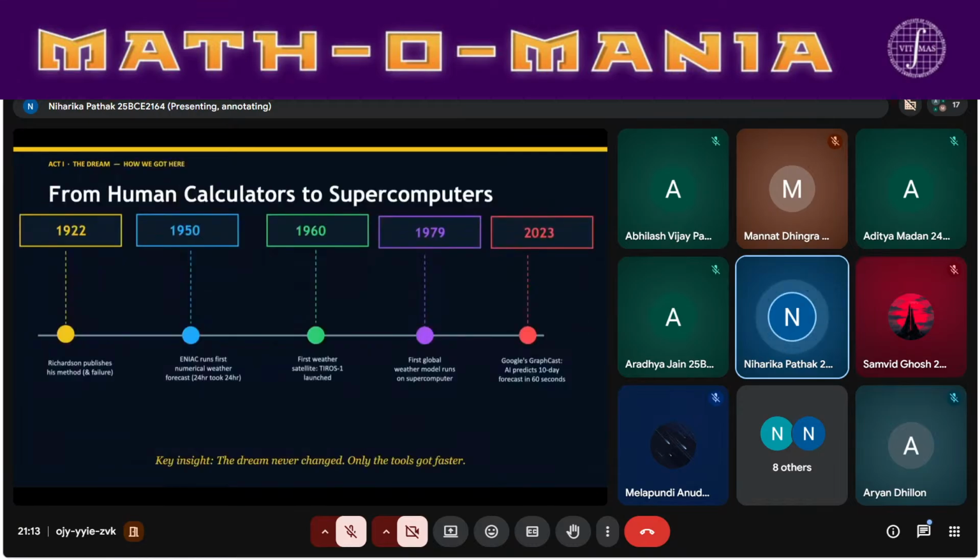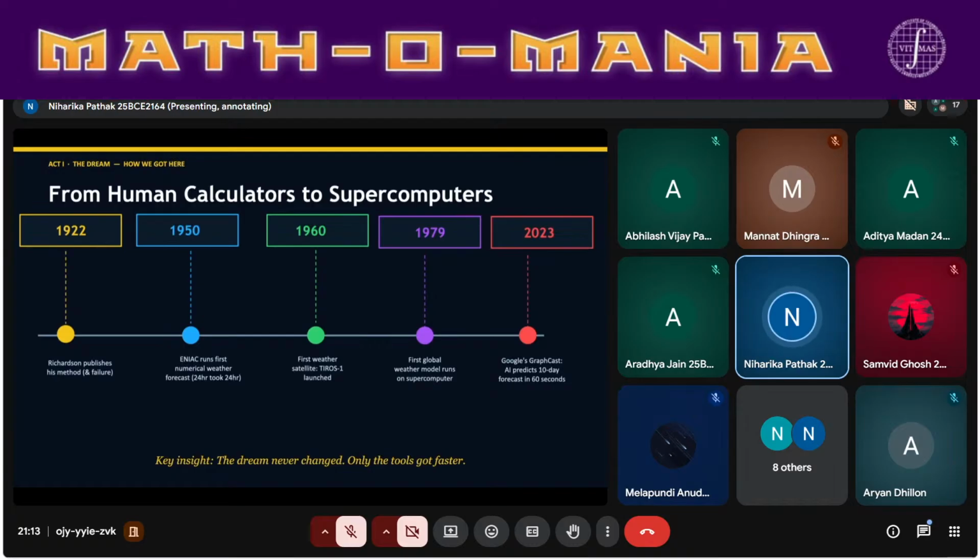Moving on from human calculators to supercomputers. Now, in 1950, we discovered ENIAC, the first electronic computer, which runs the first numerical weather forecast. And it took 24 hours to compute just a 24-hour forecast. So, which is kind of useless, right? But the principle you see in use in that actually worked.